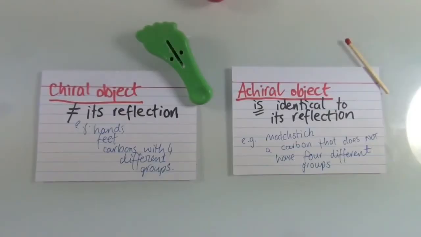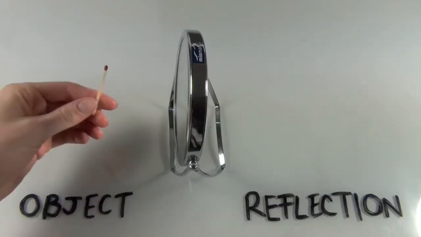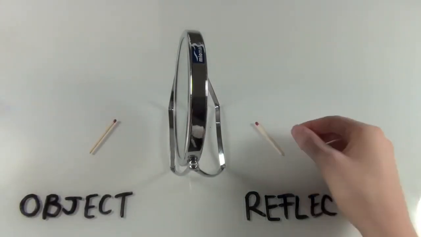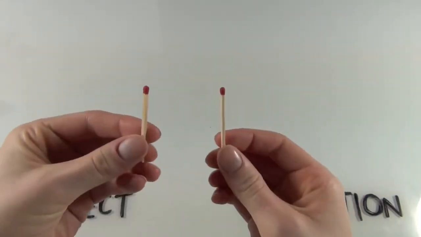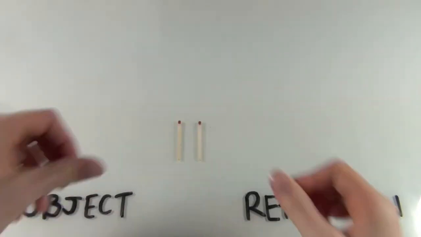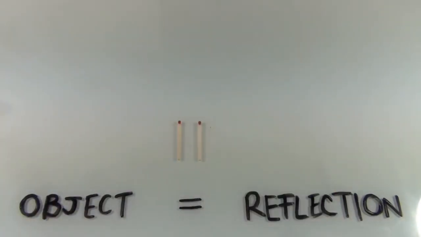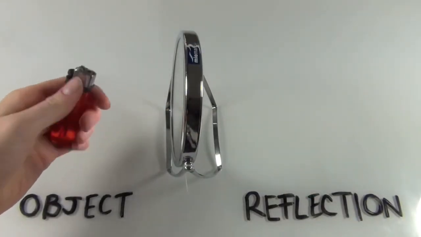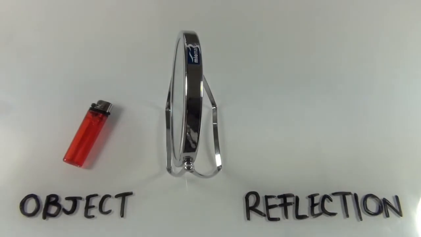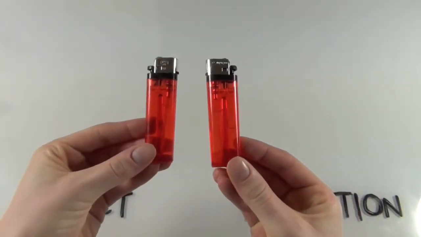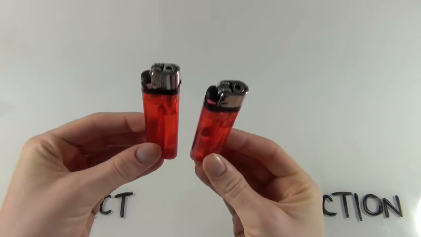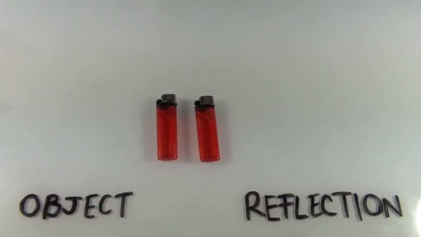By the end of this video, I want you to be able to tell the difference between a chiral object and an achiral object. I'm going to show you an object, like this matchstick, and its reflection. The question you have to ask yourself is: is the object identical to its reflection? In this case, the answer is obviously yes, so I put an equal sign. Our next object is a lighter, and there's its reflection. By rotating the reflection, we can very easily see that again the object is identical to its reflection.